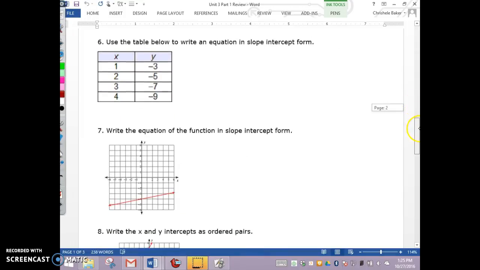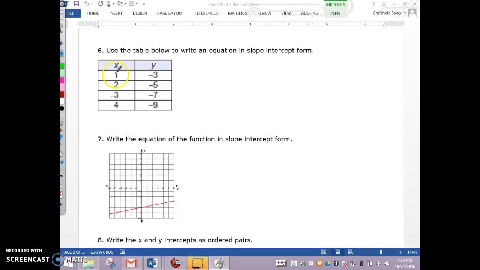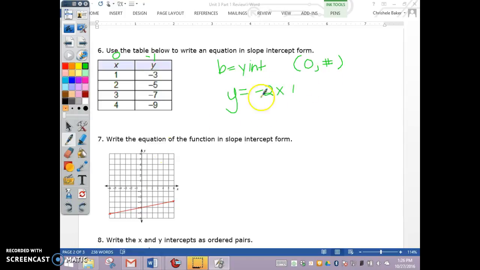All right, it says use the table to write an equation in slope-intercept form. That's y equals mx plus b. I don't see b on here. B is your y-intercept, and that comes from when x is 0. That's your y-intercept, 0 and then a number. So if I follow this pattern, -9, -7, -5, -3, it would be -1. 4, 3, 2, 1, it would be 0. There's my y-intercept.